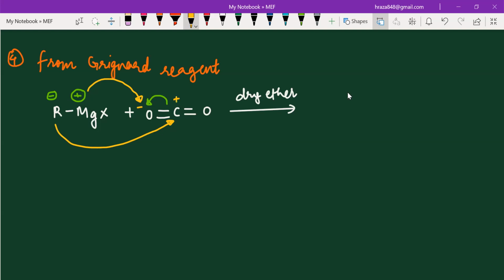Is that clear? So now I'm going to write C double bond O, and this will be O negative since it took the electron from carbon, and there will be Mg plus and then X, and this R directly attacked on the carbon, so there will be like this. Is that clear?